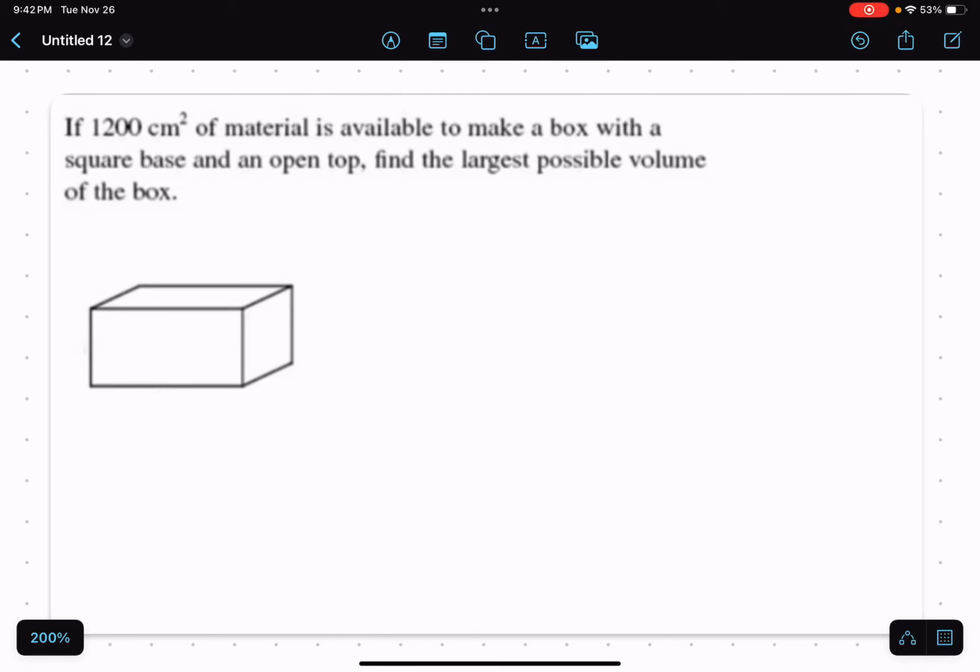So to find the largest possible volume of the box, we're first going to use the surface area equals the sum of the area of each side. And to understand the equation, which is x squared plus 4xy is equal to the number up here, we can mark on this box that is made for us over here.